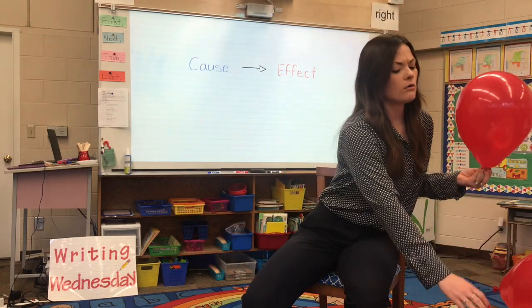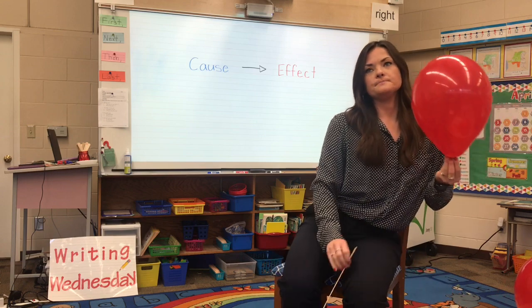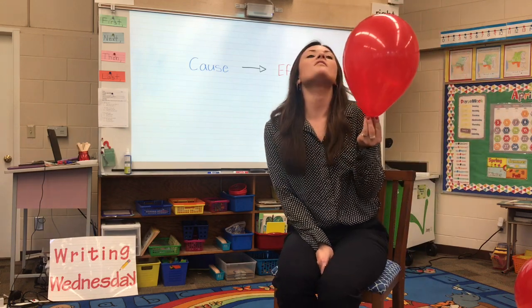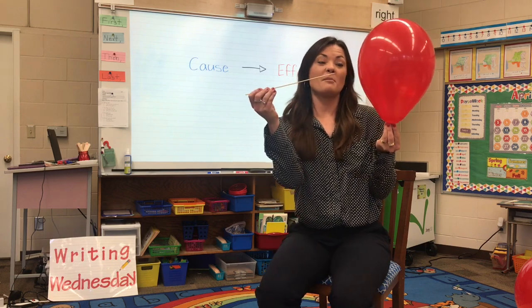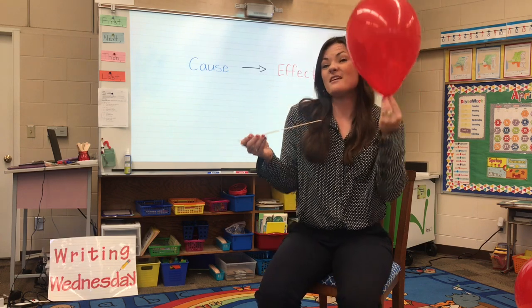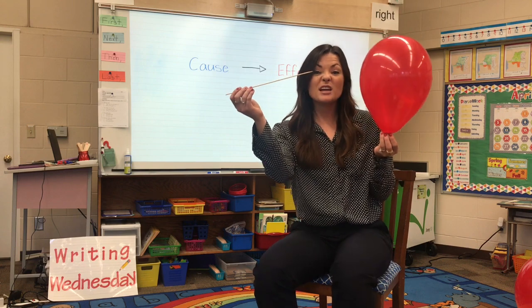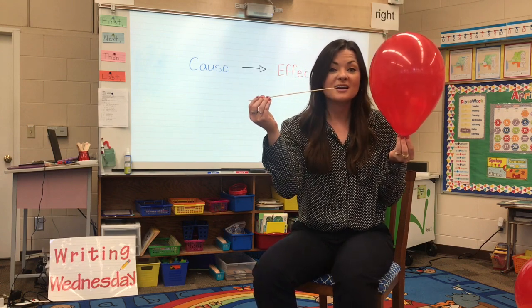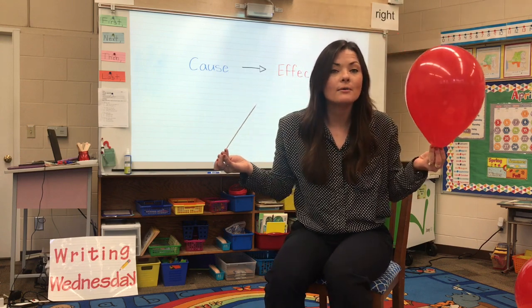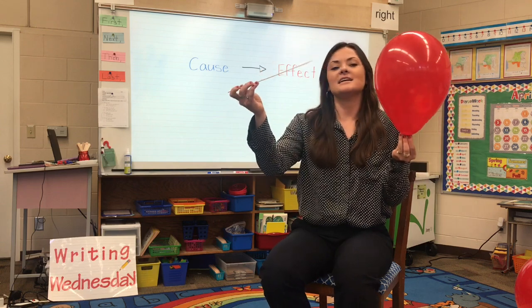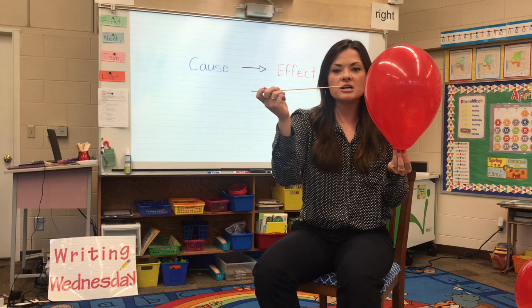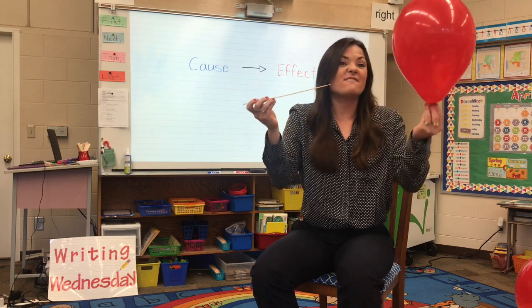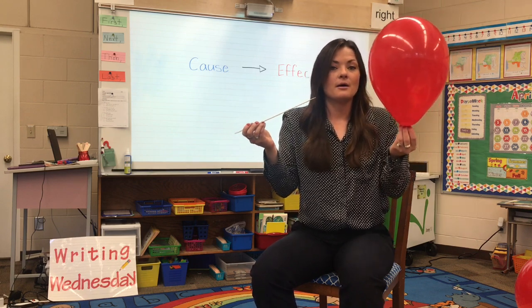But now, what if I switch it up a little bit? If I want to keep all the air on the inside of this, I shouldn't probably poke it with this, because we know the effect of poking a balloon with a sharp object is that it will pop. And so if I decided to take this and poke my balloon, the cause would be poking it, and the effect is that it's gonna pop.